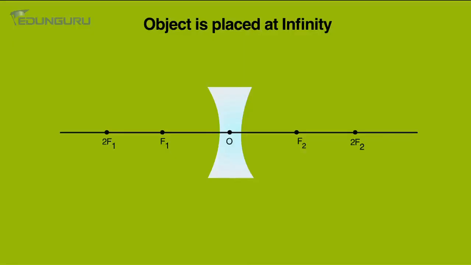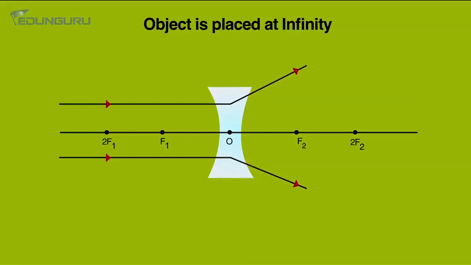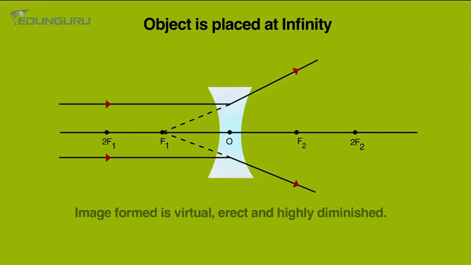Let us take the last case in which the object is placed at infinity. Now, the object is placed at infinity, so we have all the light rays which are parallel to the principal axis. The light rays diverge after refraction from the concave lens, but they appear to be coming from or diverging from F1. That means a virtual image is formed at F1. So, when an object is placed at infinity, the image is formed at F1. It is virtual, erect and highly diminished.